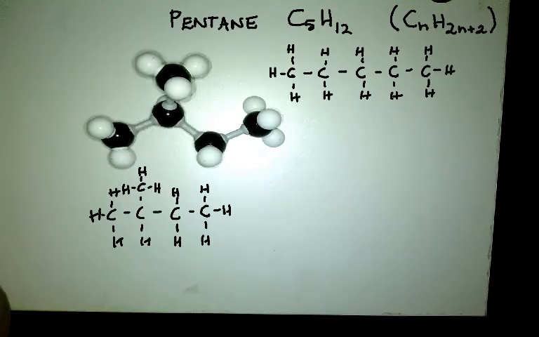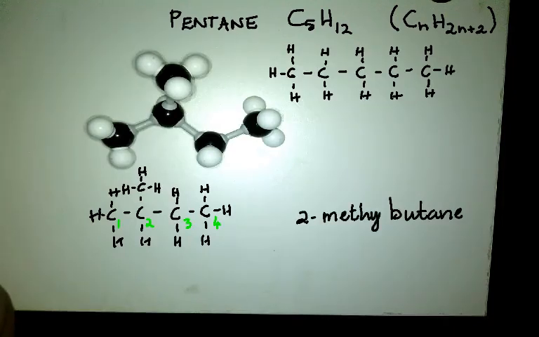So we will first of all number the longest chain of carbons, 1, 2, 3, 4, and then give the hydrocarbon its basic name. It is a butane. And on the second carbon, there is a methyl group. So this is 2-methylbutane.